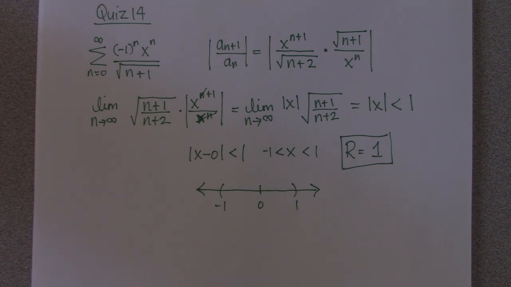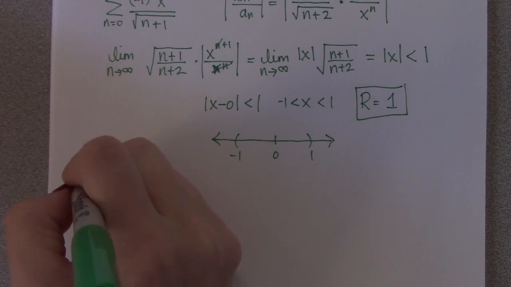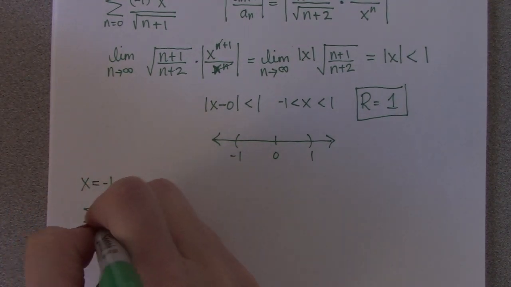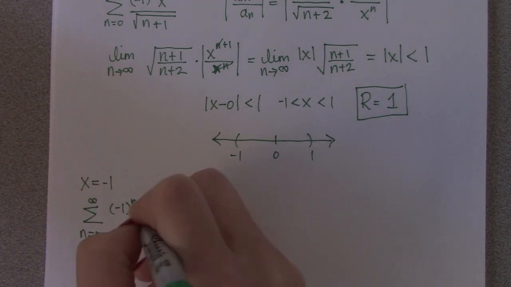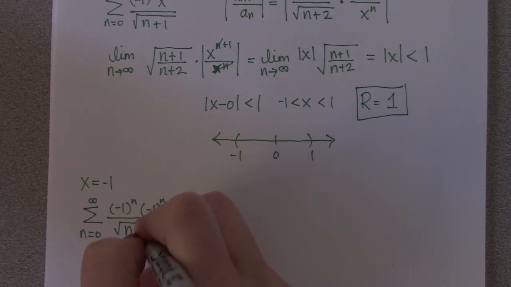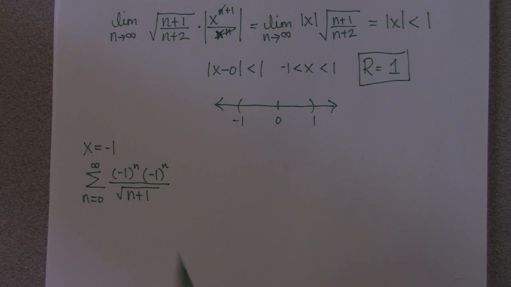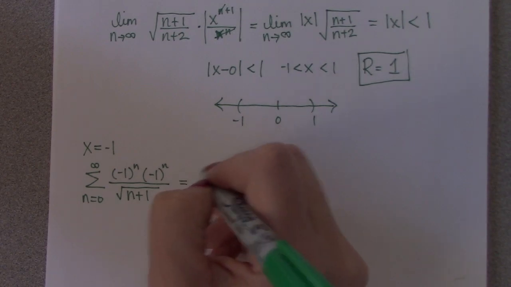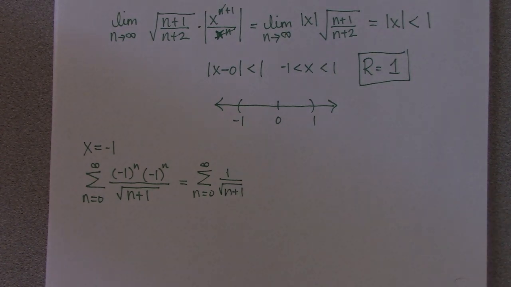All right, so now let's test these endpoints. And this is where I was saying I don't need to see a bunch of tests run again when we do these problems. So if I take the original series, let's start with x equals -1. If I take the original series, -1 to the n times -1 to the n over the square root of n plus 1. Oops, sorry there. Well, this -1 and the -1, since these powers are the same, they're always going to become 1. So this is really just the series, because you always got to simplify it down, 1 over the square root of n plus 1.